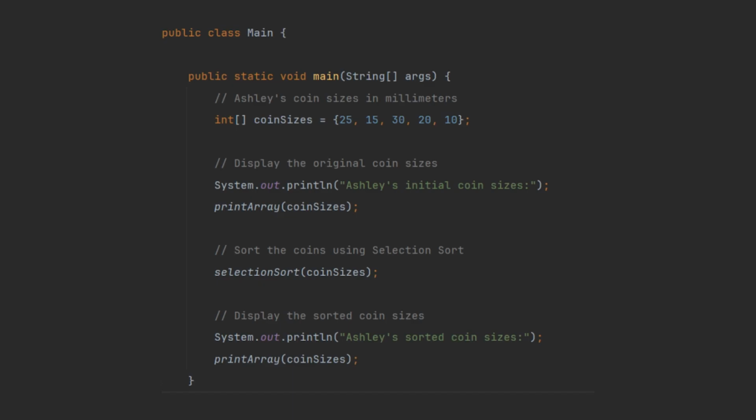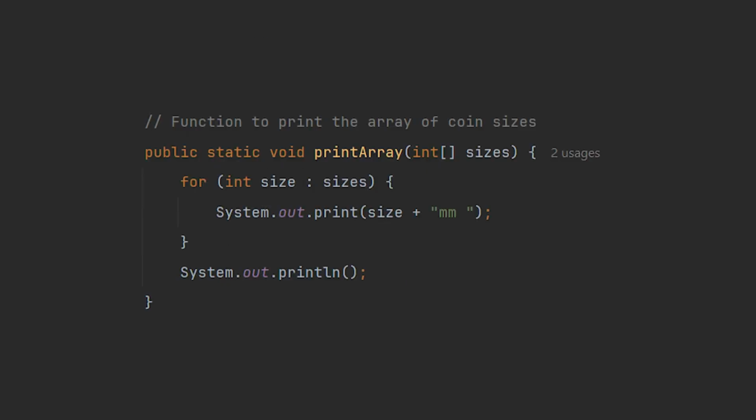Step 1. You have to create the main class and define an array of integers to store the size of the coins in millimeter. Call the printArray method to display the initial array. You can then compare the before and after sort outputs. The selection sort method will sort the coin sizes in ascending order. Insert another printArray to view the sorted cards. Step 2. Insert a printArray method consisting of a for loop to iterate over each element in the sizes array.